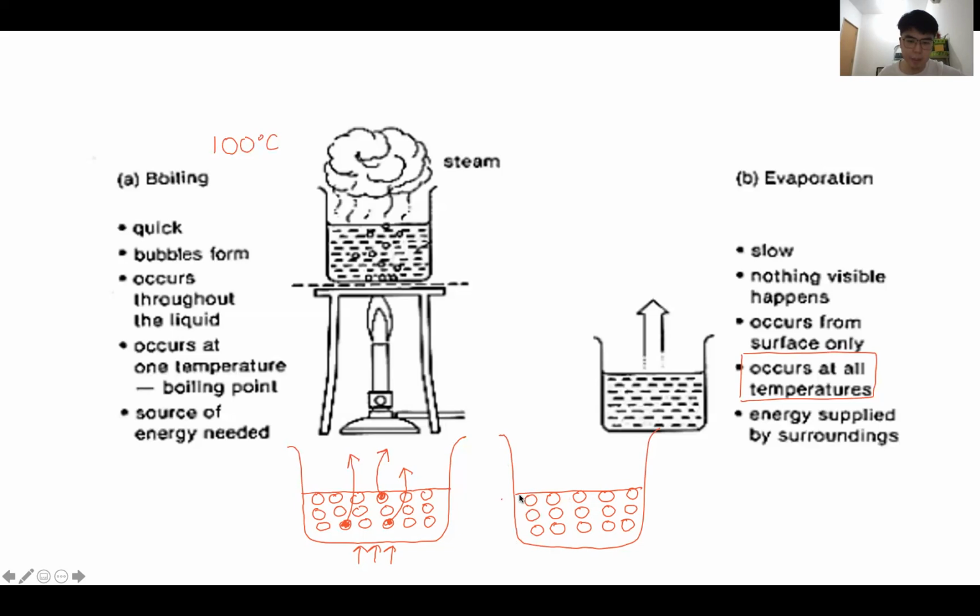These particles generally have higher kinetic energy. From time to time, they can jump out from the surface of the water and escape into the atmosphere. So that's evaporation. Okay, so evaporation happens at the surface and boiling happens at every point. That is the second difference between boiling and evaporation. Also, you can say evaporation is a slow process, boiling is a quick process.